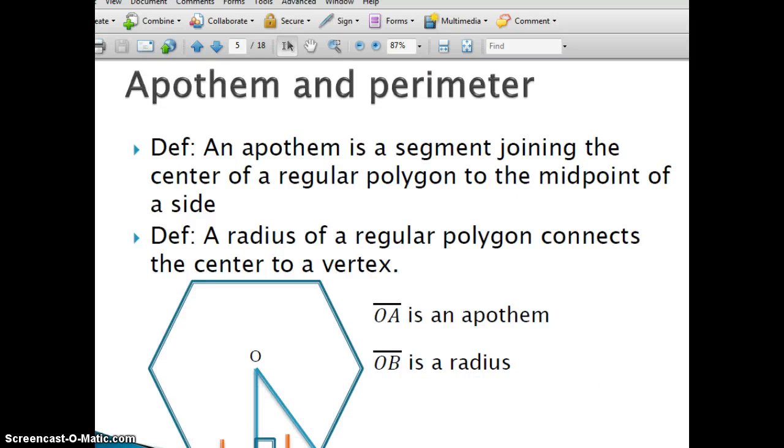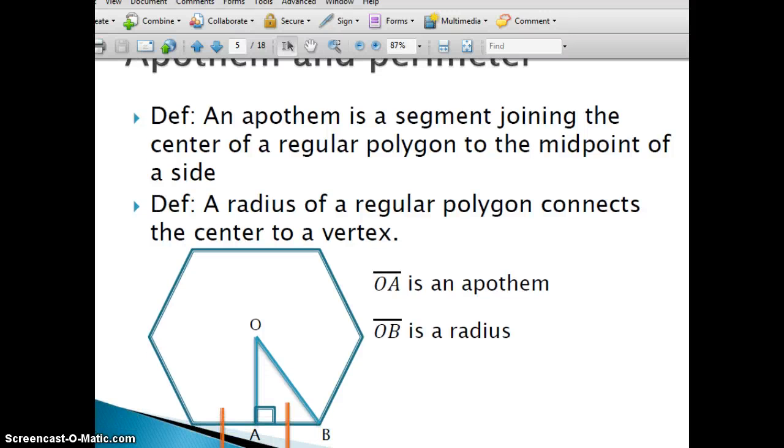Alright, the next thing we need to talk about is an apothem and perimeter, because that's going to lead into the hexagon formula. An apothem is a segment joining the center of a regular polygon, so right in the middle of that shape, in this case that is point O, to the midpoint of an opposite side. So A is the midpoint of this side down here at the bottom. And what that means is it's going to divide the segment into 2 equal pieces.